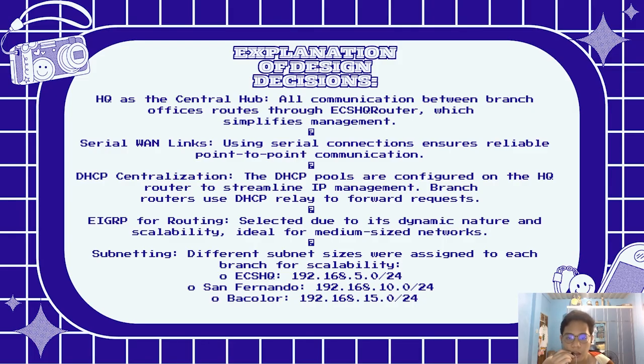For routing, EIGRP was selected because of its dynamic, efficient, and scalable features, making it well suited for medium-sized networks like EduConnect Systems. Finally, subnetting was applied to organize and scale the network, assigning different subnets to each location: 192.168.5.0/24 for HQ, 192.168.10.0/24 for San Fernando, and 192.168.15.0/24 for Bacolor, ensuring each site has enough address space for current and future devices.